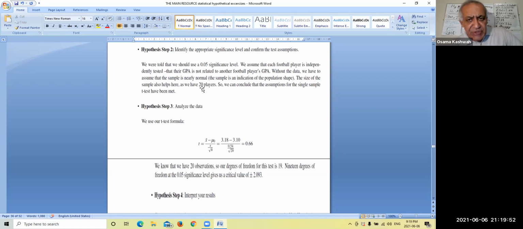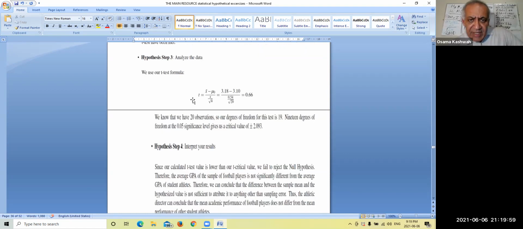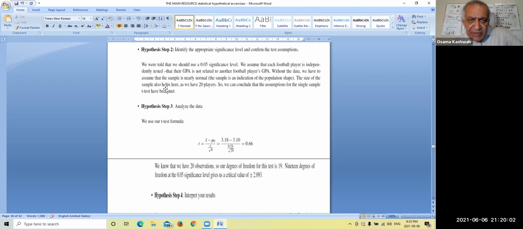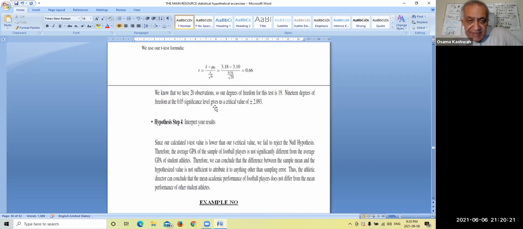In that case, we will use T. So we can conclude the following. X bar is 318, because the average in the sample is 318, and the average in the population is 310. We have the standard deviation of the sample, 54, and we divide by the root of n of the sample. It gave me 0.66. We will compare 0.66 with the significance value.